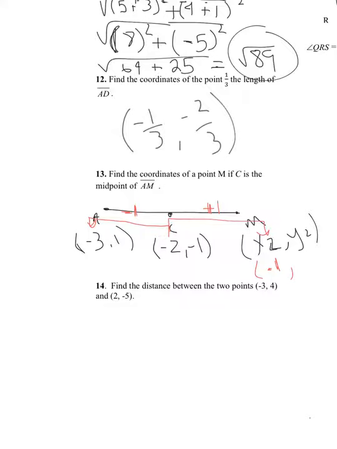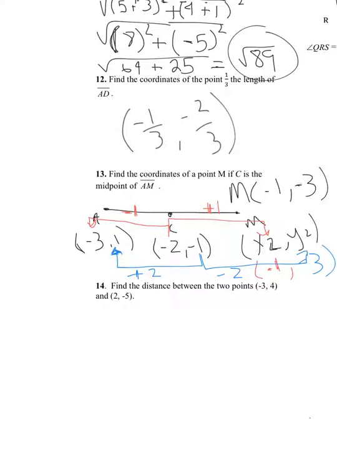Same thing should be true for the y-coordinates. From -1 to the y1, you have to add 2. -1 plus 2 is +1. So in the opposite direction, you would subtract 2, and -1 minus 2 gives you -3. And therefore, your endpoint M should be -1, -3.